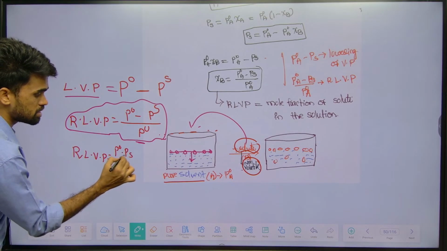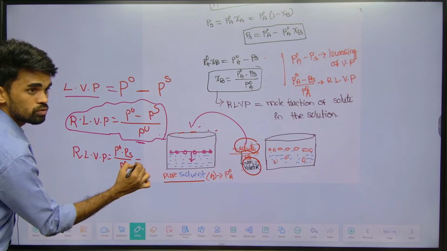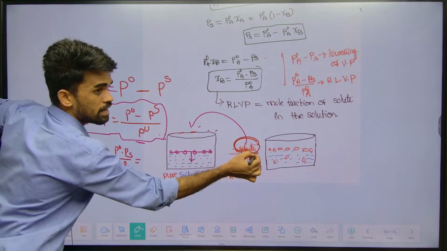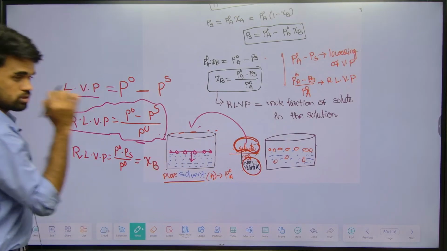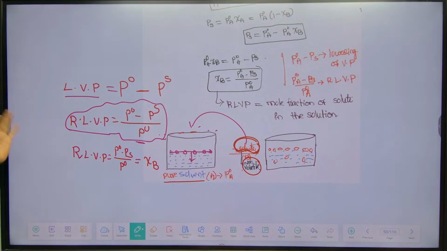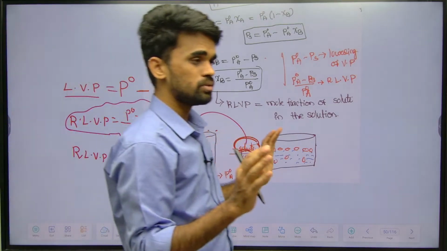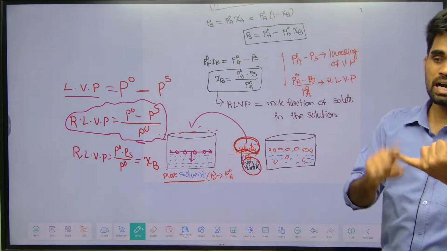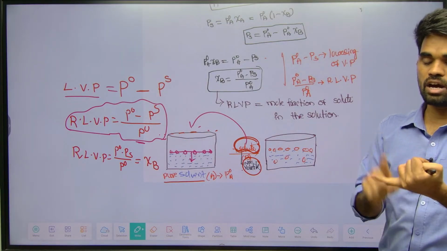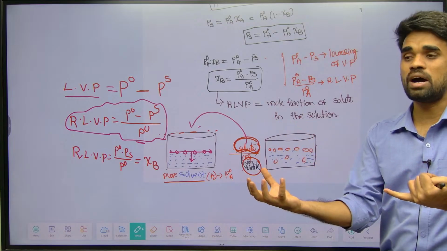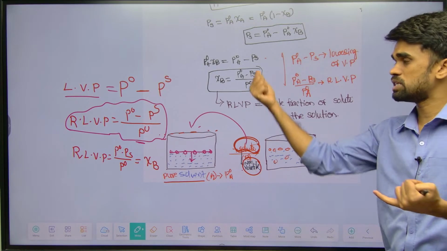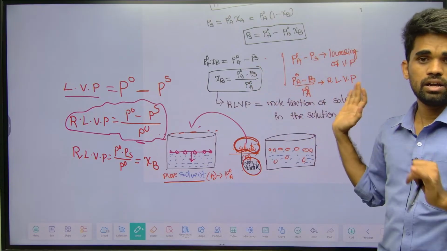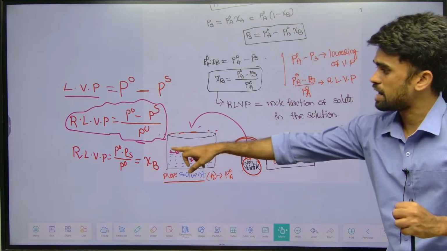So for this relative lowering of vapor pressure, RLVP, what is the formula you got? P0 minus PS by P0 will be equal to how much solute you are adding. That is nothing but the mole fraction of solute. So finally, the RLVP formula to remember is P0 minus PS by P0 equals the mole fraction of solute. Okay. So is the solute volatile or non-volatile? Non-volatile. So when you add a non-volatile component to the volatile component, what happens to the vapor pressure? It decreases. That is what we are studying in RLVP. Okay. That's it. You just write this final formula.